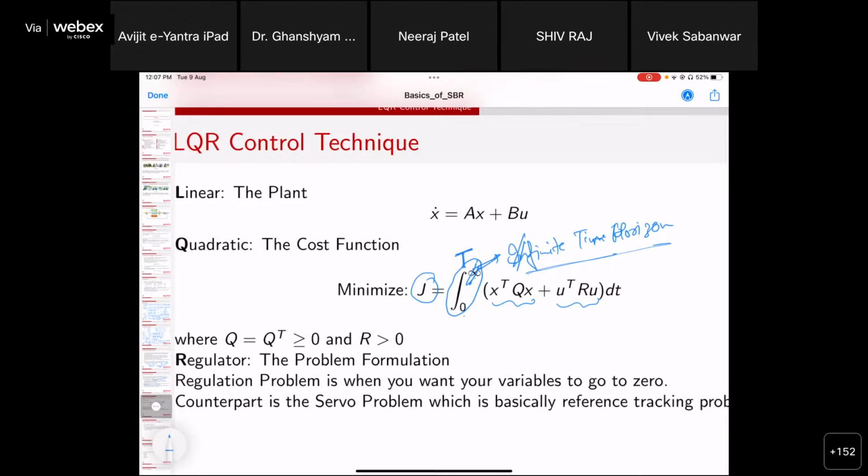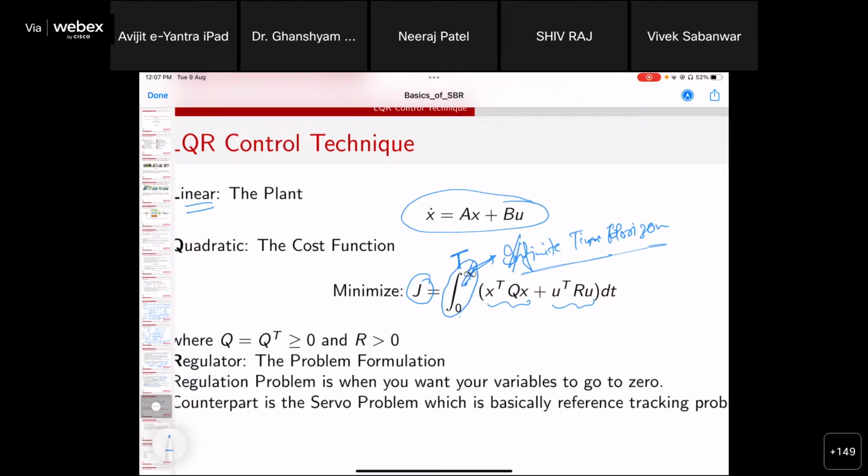Now LQR stands for linear quadratic regulator. These are the three things. What is linear about this control technique? The plant. You have designed your plant, you have linearized your system, so the system on which you want to implement this technique becomes linear in nature. So that is the first L. The next is quadratic. What is quadratic about this? The function, the optimality condition which we want to minimize, is quadratic in nature.